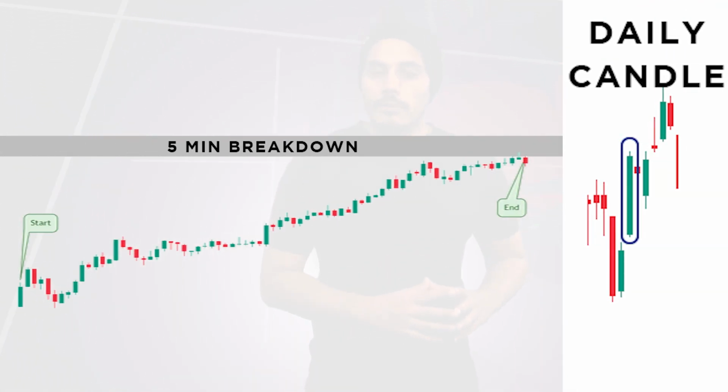This simply means that bulls were strong enough to beat the bears throughout the time frame, right from the start of the candle till the end. So if it's a daily time frame candlestick, the bulls were strong throughout the day. The bears struggled to resist the bulls.